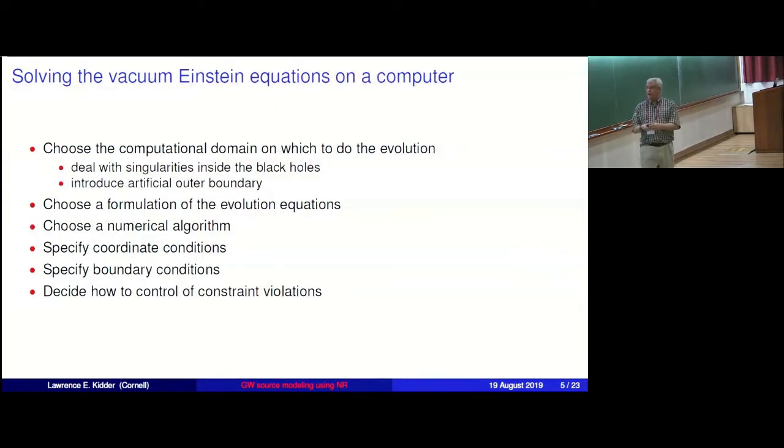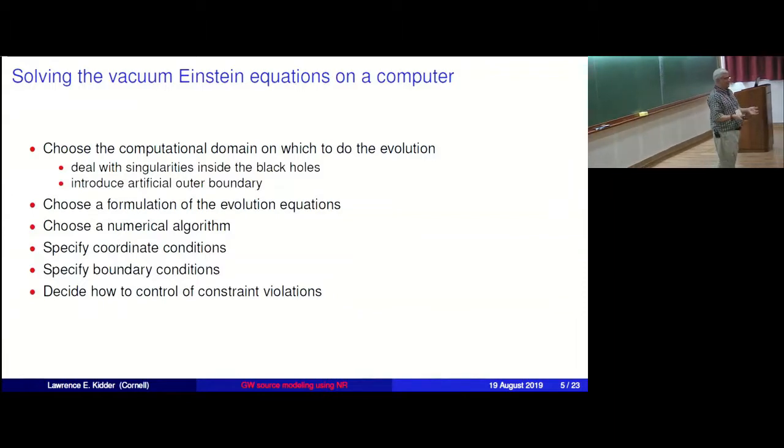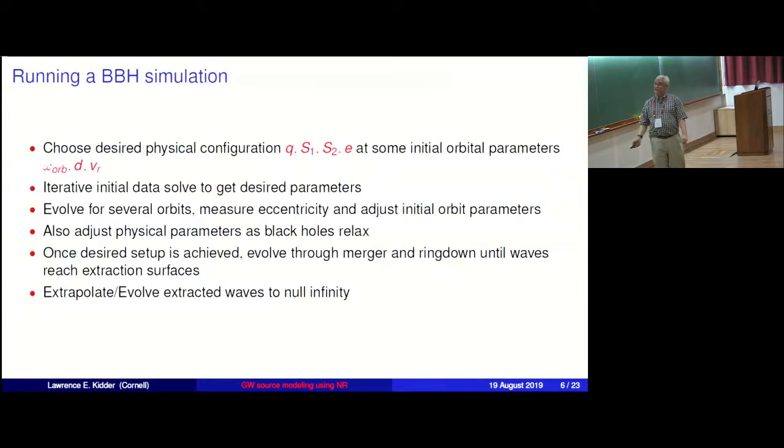You need to choose these coordinate conditions, which are very challenging to come up with. And even though mathematically the constraint equations of Einstein's equations are solved automatically when you evolve the system, numerically small errors, small constraint violations, can grow exponentially in time. So you have to have some way of dealing with these constraint violations. And so all this process took many, many years to come down.